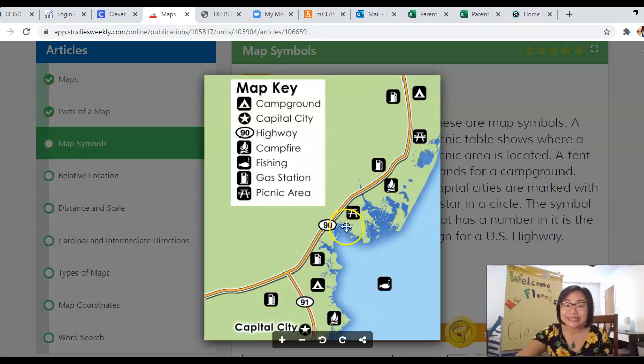You may have said gas station. Let's look at the symbol for gas station. It looks like a little gas pump. Can you count how many gas stations we can see on our map with me? 1, 2, 3, 4. There are 4 gas stations on this map. How did I know there were 4? I could see on the map key that that's what that symbol means, a gas station, and then I counted how many symbols I had.